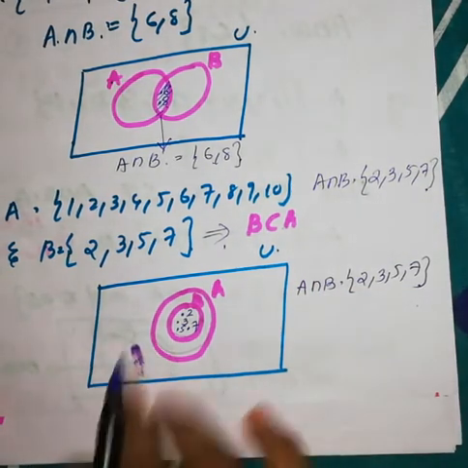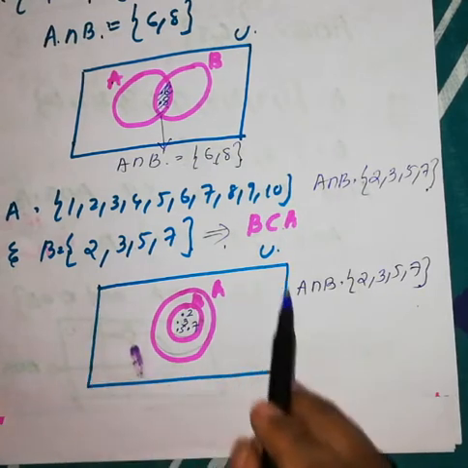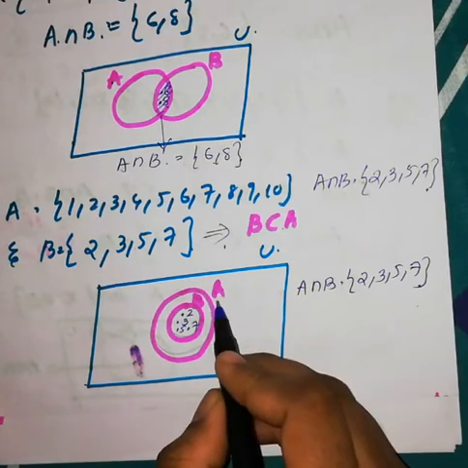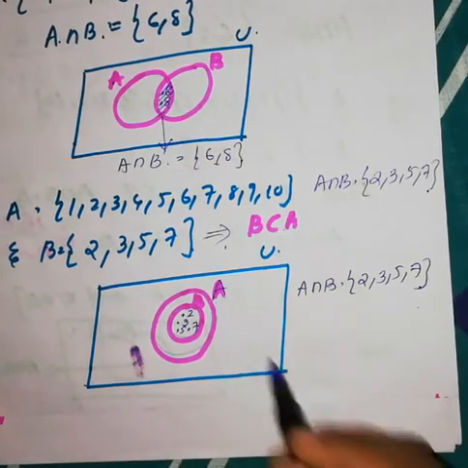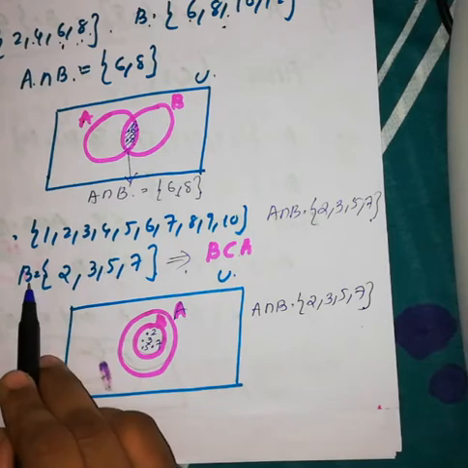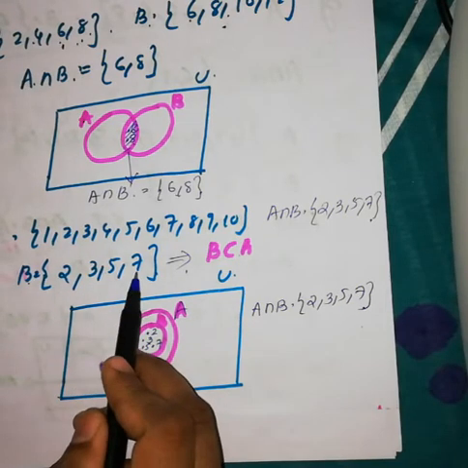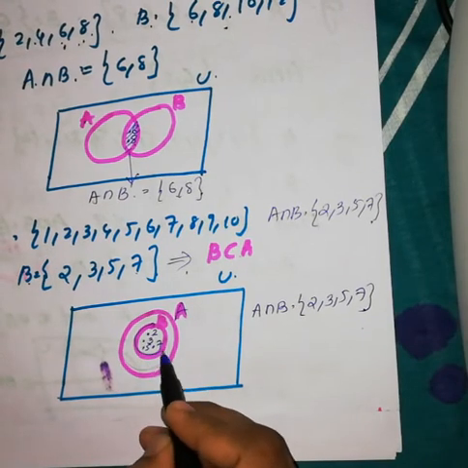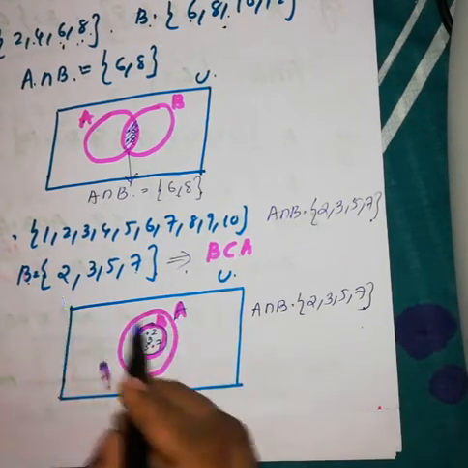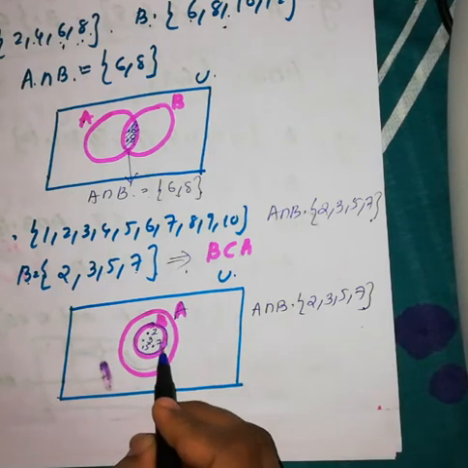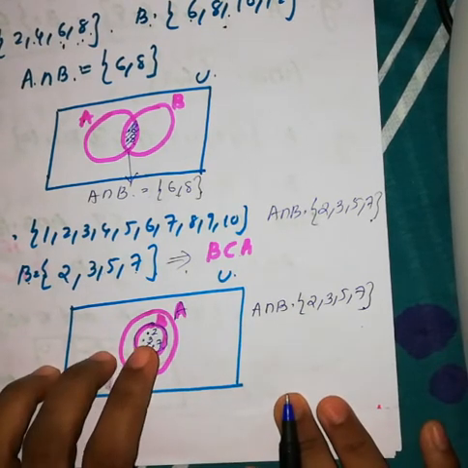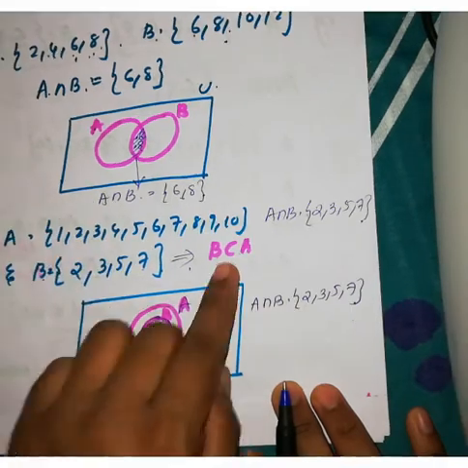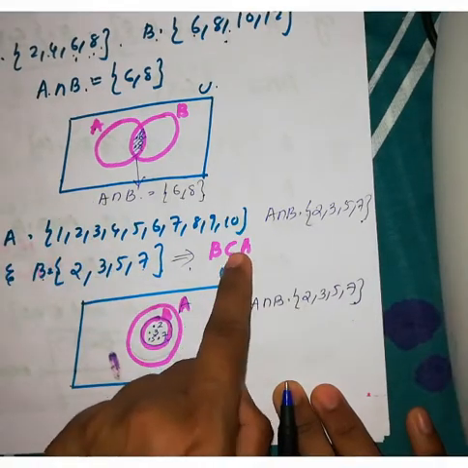So next we are going to draw the Venn diagram of this. First we draw the universal set, and then the circle A, the set A. We know that B is a subset of A. That means all the elements of B are present in the set A itself. So we draw a circle inside the set A. So 2, 3, 5, 7 is present in the set A itself. So B is a subset of A.